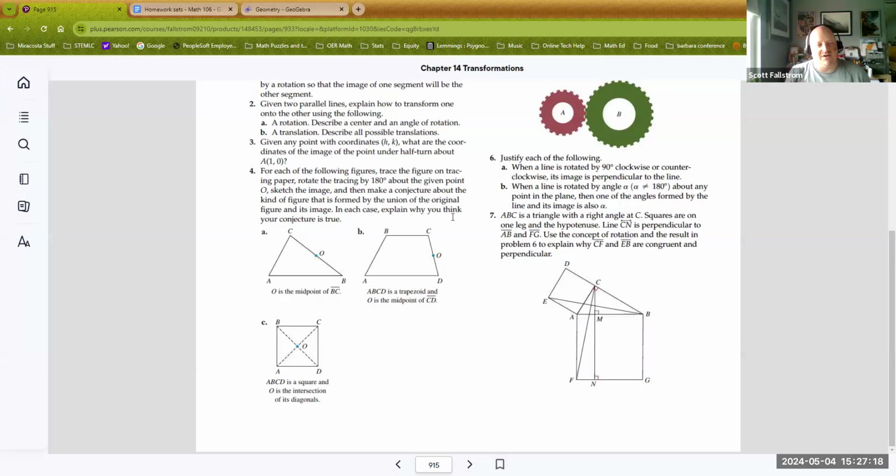And then explain why you think your conjecture is true. So maybe you say, hey, I think this is a rhombus. Then you've got to be able to explain why you think it's a rhombus.